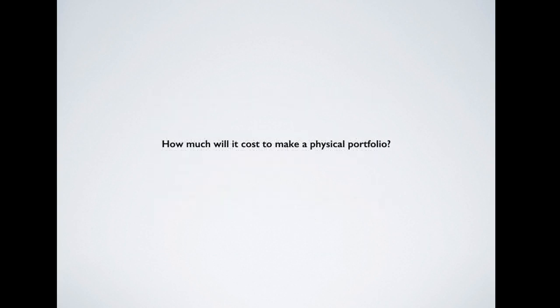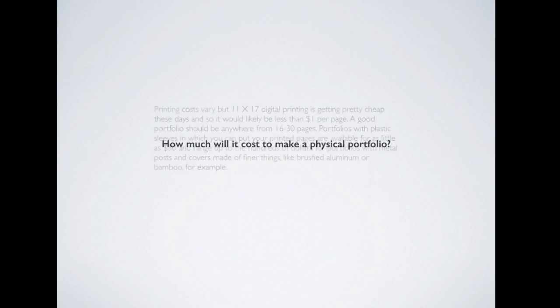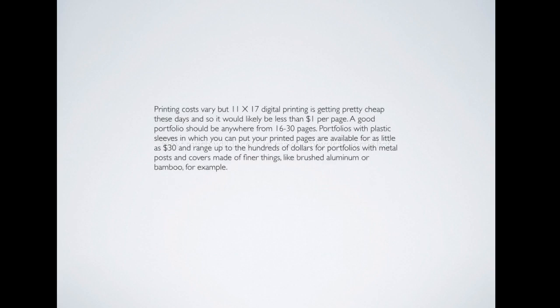How much will it cost to make a physical portfolio, you may ask? Printing costs vary, but 11 by 17 digital printing is getting pretty cheap these days, and so it would likely be less than $1 a page. A good portfolio should be anywhere from 16 to 30 pages. Portfolios with plastic sleeves in which you can put your printed pages are available for as little as $30 and range up to the hundreds of dollars for portfolios with metal posts and covers made of finer things like brushed aluminum or bamboo, for example. So all told, a portfolio can be made for as little as $40 to $50 on up into the hundreds of dollars.